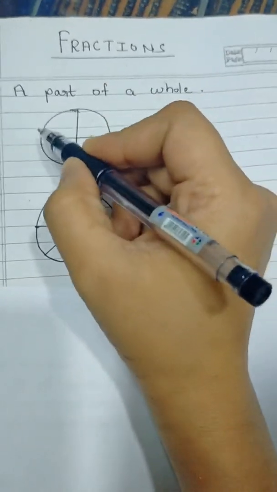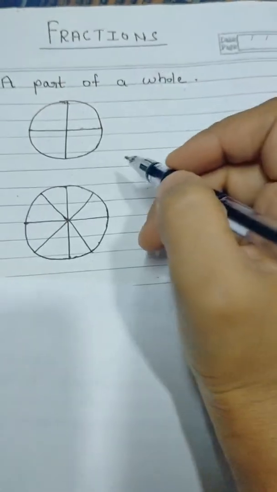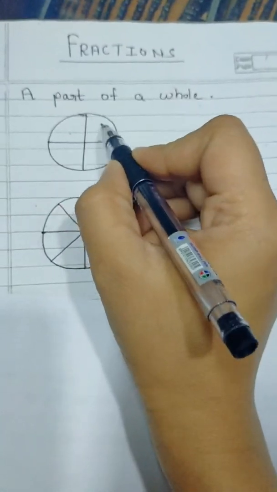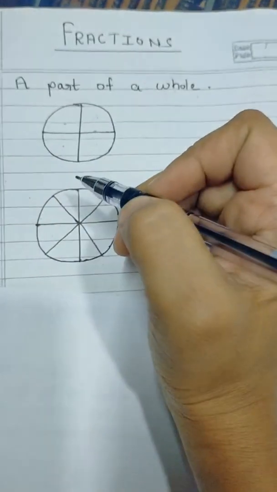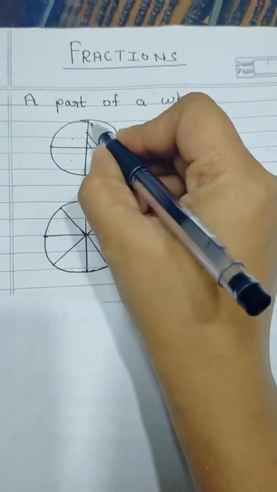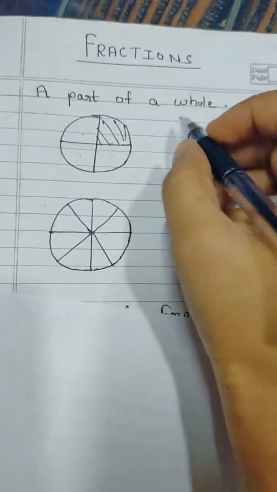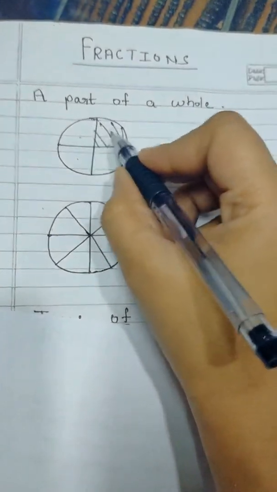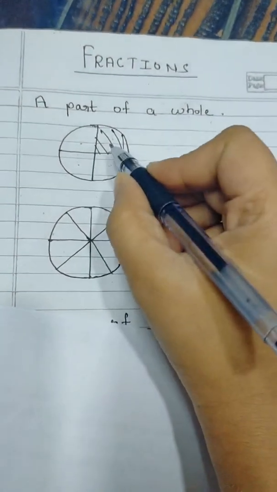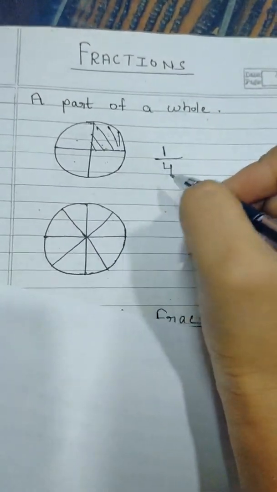Suppose you have a full pizza, circular in shape, and we have divided it into 4 parts. That is 1, 2, 3, 4. Now, if you have taken any one part of it, what will be the fraction of the shaded part? There are 1, 2, 3, 4 parts, so in the denominator we will write 4. And how many parts are shaded? 1. So its fraction is 1 by 4.